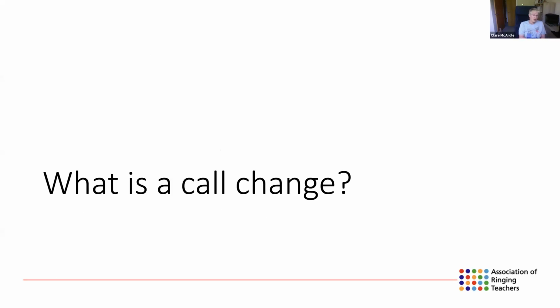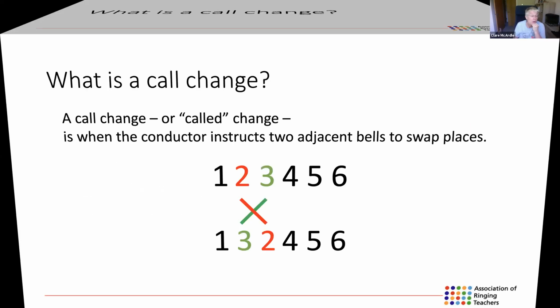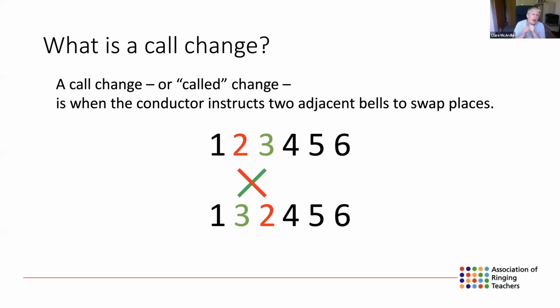So in this section, about what is a call change, I'm going to explain what a call change is, the different ways in which they can be called, and the different speeds of ringing that you need to be able to master in order to ring them. A call change, or a called change, is when the conductor instructs 2 bells to swap places. In this example, 2 and 3 are the bells that swap places. 2 moves up one place and 3 moves down one place.